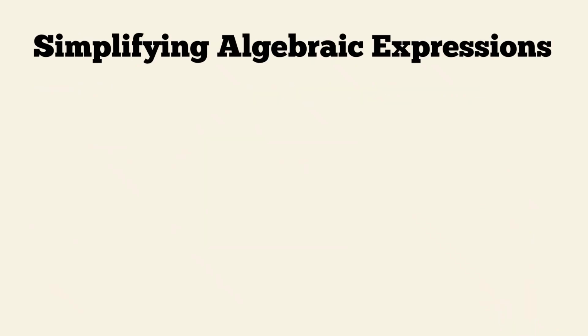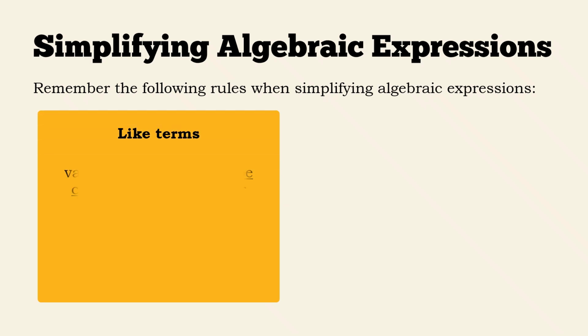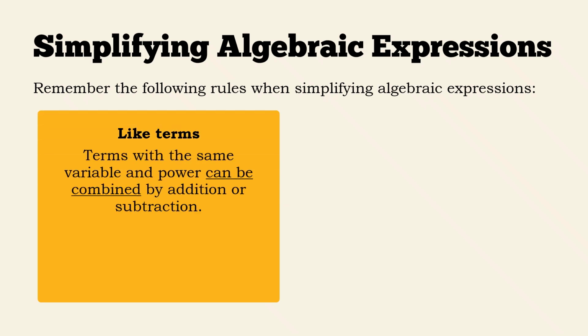Next, we'll focus on simplifying algebraic expressions. Remember the following rules when simplifying algebraic expressions. It is important to identify whether the terms are like terms or unlike terms. Like terms are terms with the same variable and power and can be combined by addition or subtraction. For example, a plus a is equal to 2a.